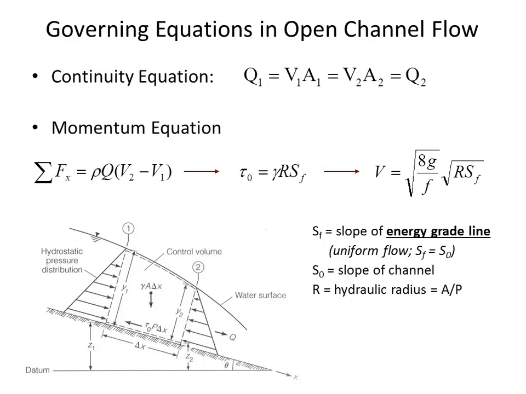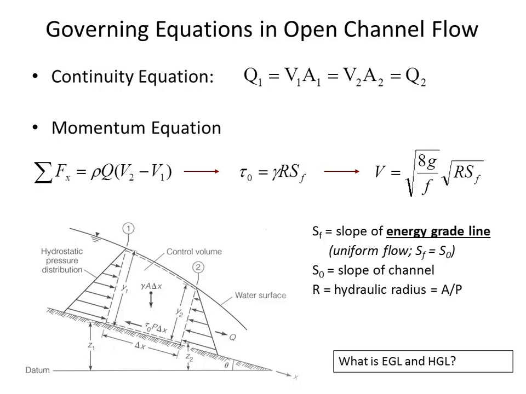We'll be using the Manning's equation almost exclusively for open channel flow, whereas in pipe flow we use Darcy-Weisbach or the Hazen-Williams equation. We'll leave them in pipe flow and now use Manning's equation almost exclusively in open channel flow. And remember the difference between the energy grade line and the hydraulic grade line: in open channel flow, the hydraulic grade line is the water surface itself, whereas the energy grade line is above the water surface by a distance of v squared divided by 2g.